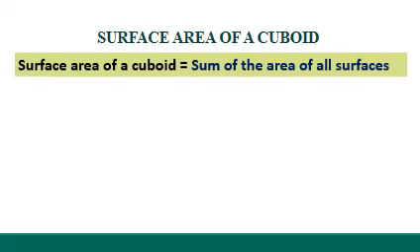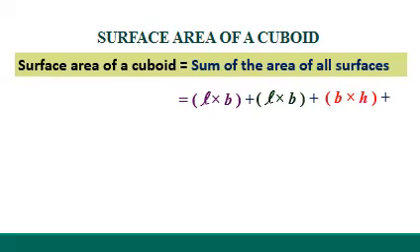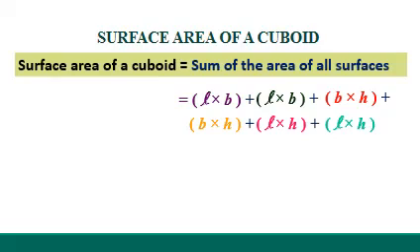As we have already found the area of all of the 6 surfaces of a cuboid, now we are going to add them up to get the surface area of a cuboid. So the area of the first surface will be added to the area of the second, then third, fourth, fifth, and the last one, the sixth surface. So now we are going to add up the area of all of the 6 surfaces of a cuboid to get the surface area of a cuboid.